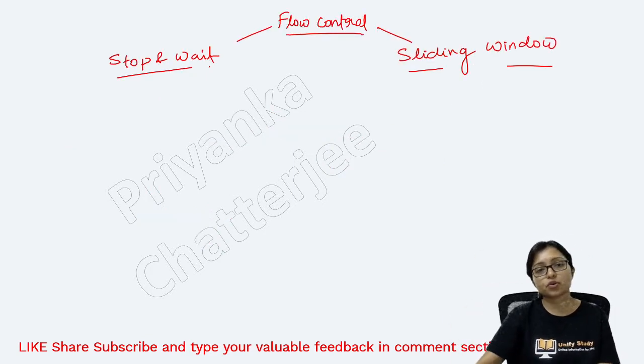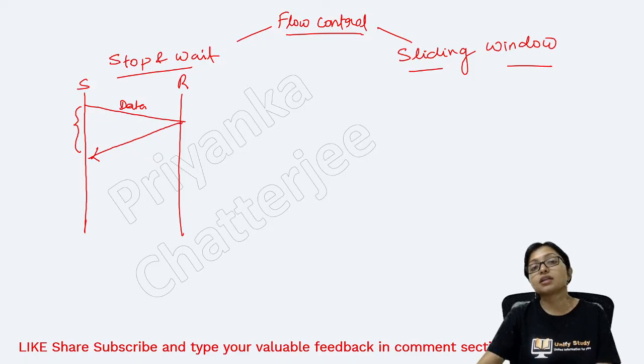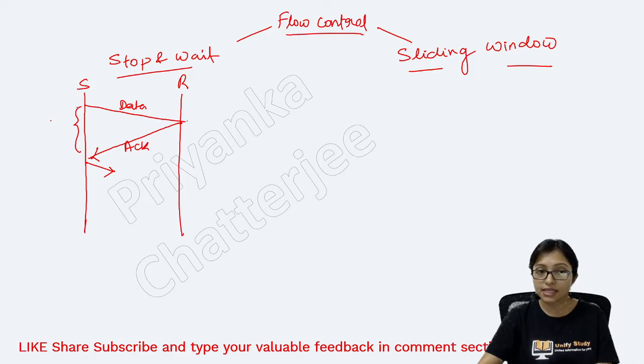What was the stop and wait protocol? Stop and wait protocol is like that. The sender is sending some data. Here is the sender, here is the receiver. And the sender is waiting until the receiver sends the acknowledgement for the data. Whenever the receiver sends the acknowledgement, only after that it will send another data. So you can see here is a wastage of time. This time is actually wastage.